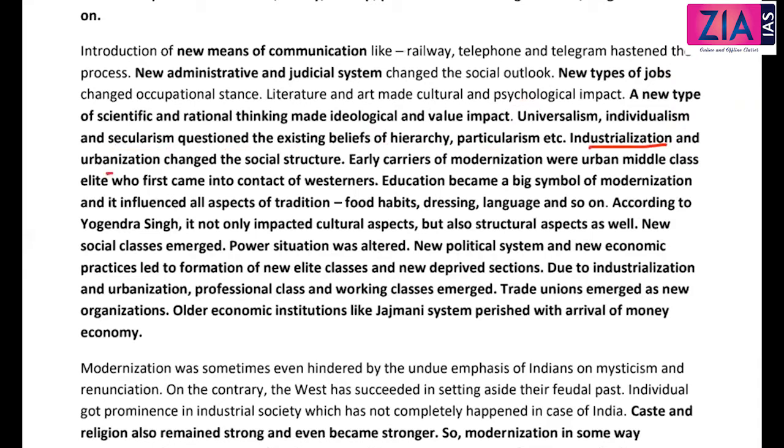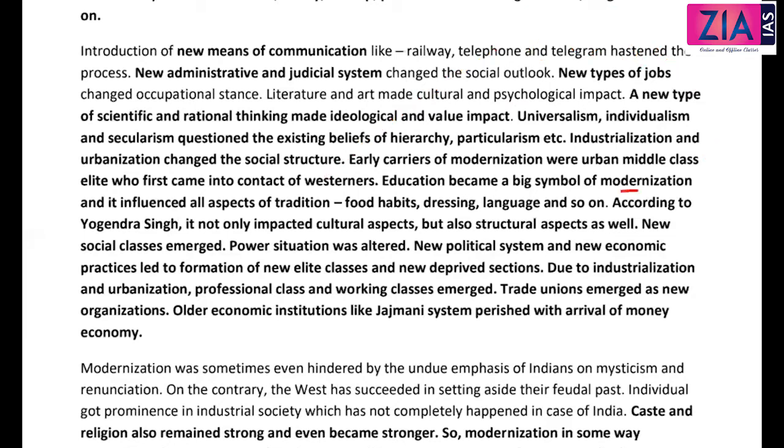Industrialization and urbanization changed the structure. So, structural change. Early carriers of modernization were the urban middle class, who first came into contact with Westerners. So this is what we will be discussing separately as the Westernization concept. The primary Westernized people means those who came into contact with the Western people, those who got modern education and all. That's the primary Westernized section. Like Westernization, primary, secondary. Secondary means those people who came in contact with these people, like that.